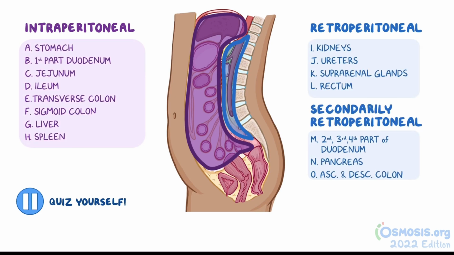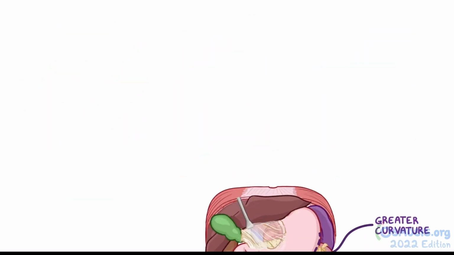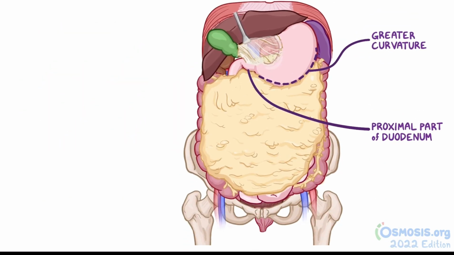Now we are going to look at some of the peritoneal structures in adults. Let's first start by looking at the omentum, which is a fold of peritoneum. There's actually two of them, the greater omentum and the lesser omentum.